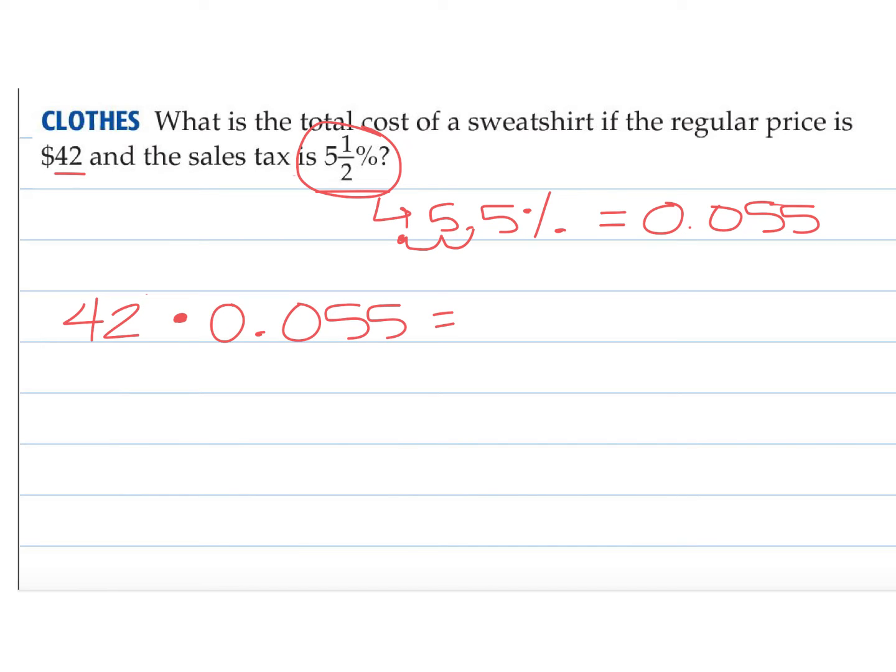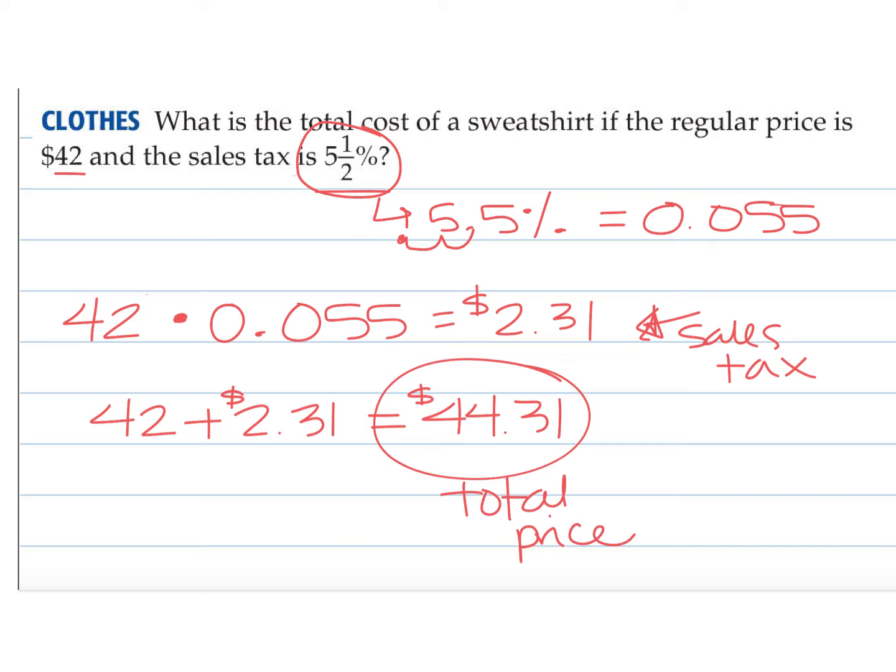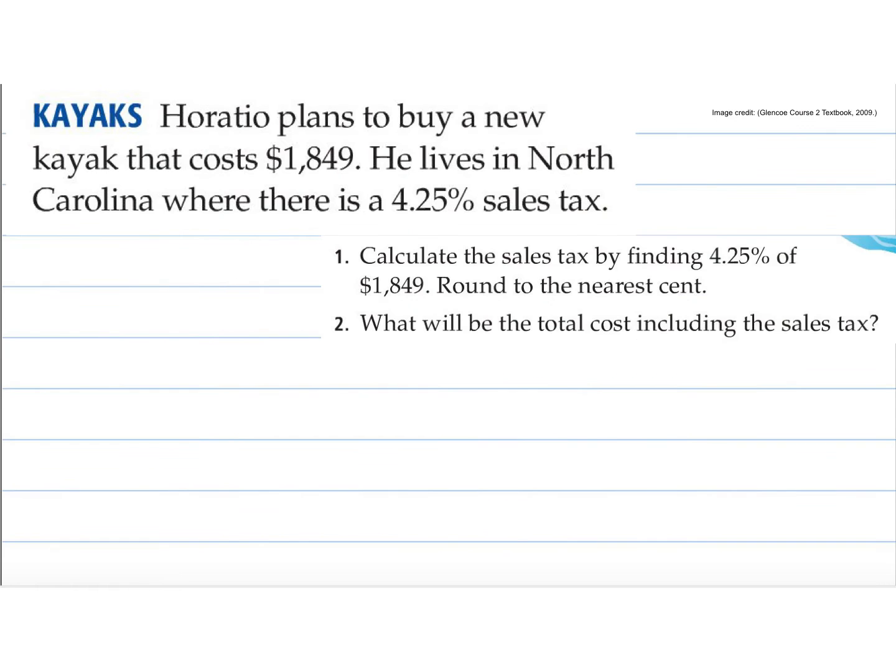Then I would take my original price, which is $42, multiply that times 0.055. So if I do that, 42 times 0.055, I get 2.31, which is $2.31. Remember, this is the sales tax. That's what's being added on. And then I take 42 plus $2.31, and I would get $44.31 for my total price after the sales tax has been added on.